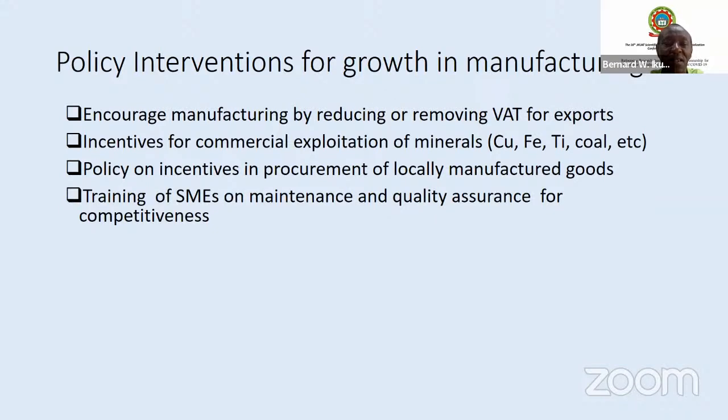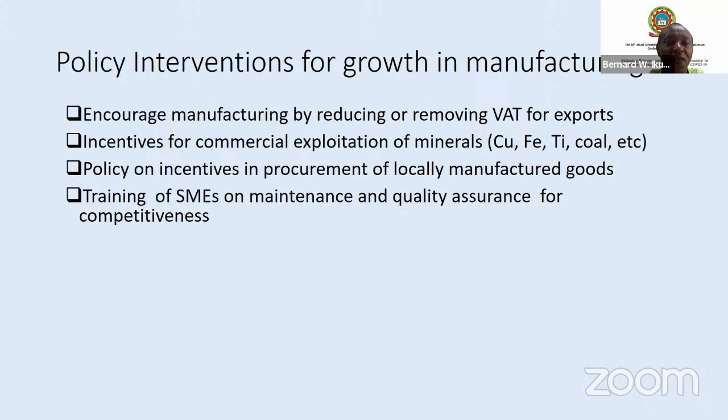Then there are policy incentives for procurement of locally manufactured goods. Yes, I think when the government is purchasing from outside, when there is a possibility of encouraging locals to manufacture and purchase, that will be good. The Buy Kenya, Build Kenya initiative is a very good initiative. There must be incentives to encourage local manufacturers, like the government agencies, departments, and so on, to procure. And there is a move towards that.